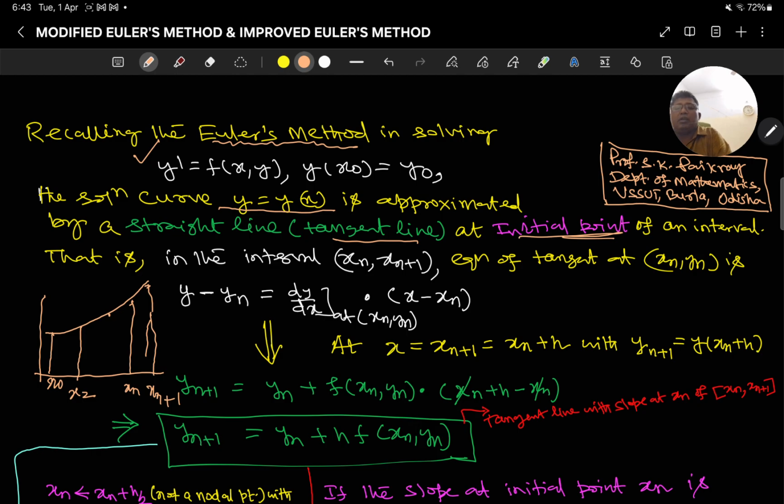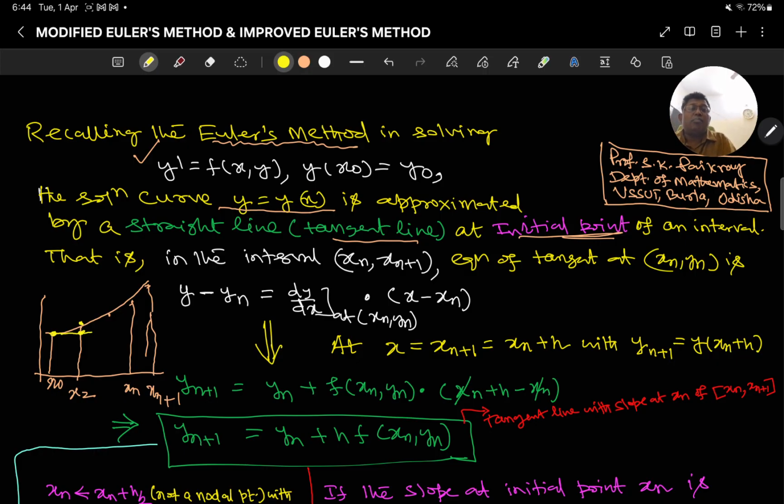Now as I have told, the Euler's method is approximated by the tangent line. This is the tangent line at the initial point, and this is the exact solution. But numerically we are getting this approximate solution. You can refer to the previous lecture.